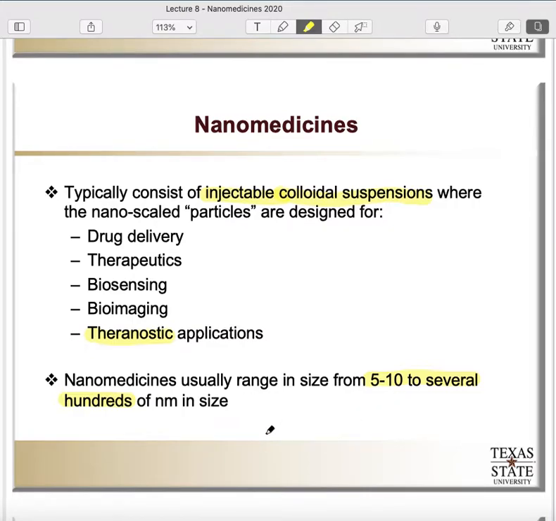But if they are too large, obviously we're going to have problems with first being able to inject them, but also if they're large enough, they can be captured by certain organs of the macrophage phagocytic system in our bodies. So typically we're talking about a size range from about 10 nanometers to about 100 or maybe 200 nanometers tops.